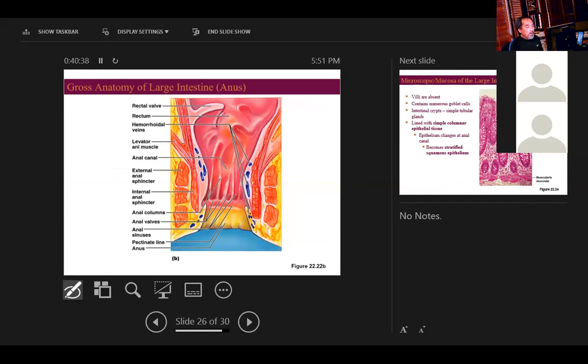Let me introduce you to this line. This is called your pectinate line. Remember, hemorrhoids are caused by dilation of these blood vessels here. That's why they bleed. The hemorrhoidal veins are located there, together with the ones below the pectinate line. So how do we differentiate external and internal hemorrhoids? Internal hemorrhoids do not have pain. External hemorrhoids are positive with pain.